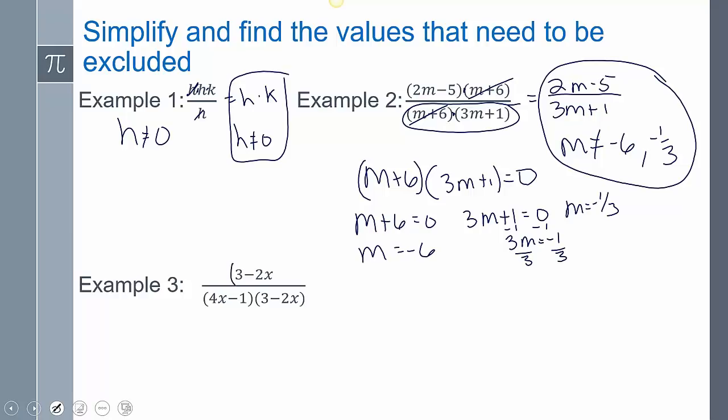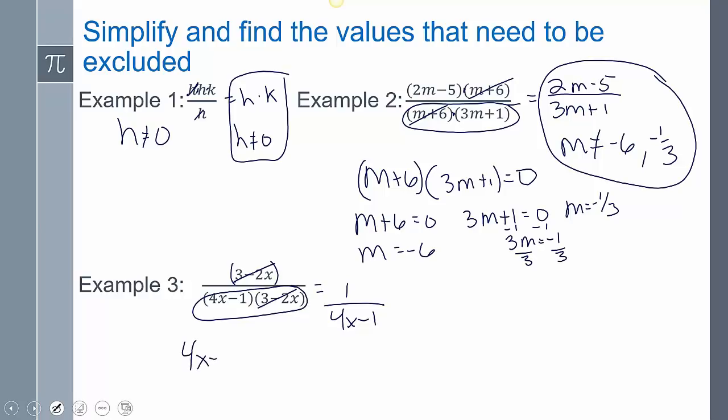Now if I group this, we can notice that those are going to be the same factors. Now a common mistake is when we cancel things out, we just think there's nothing left on top. No, there's a 1. So this is going to equal 1 over 4x minus 1. Okay, now we look at the original, and we have to look for what's excluded.